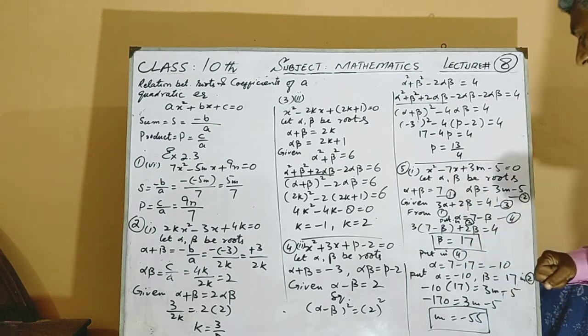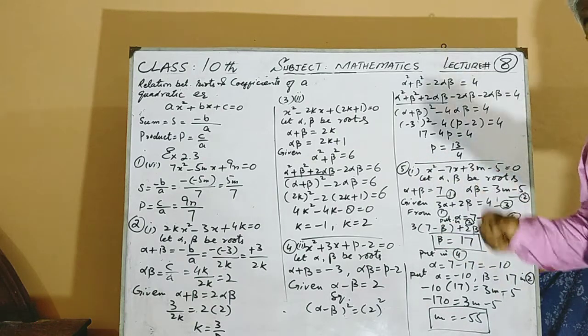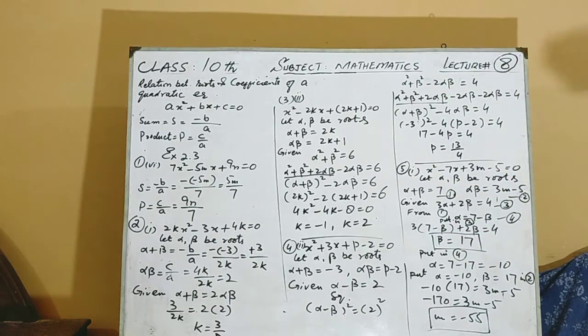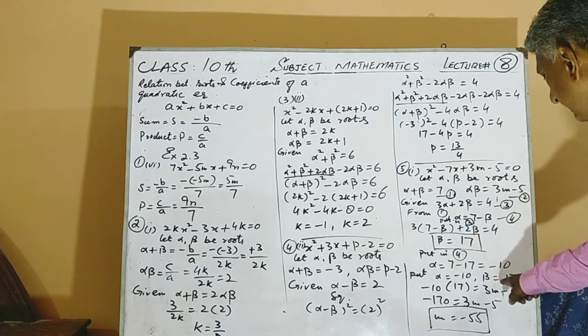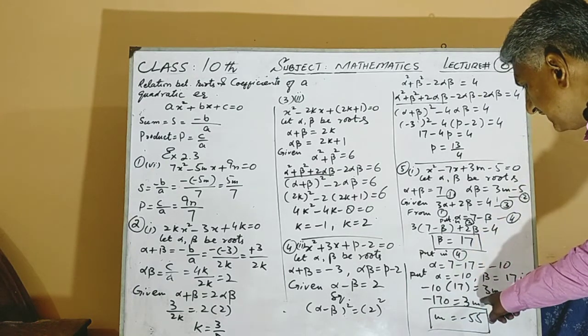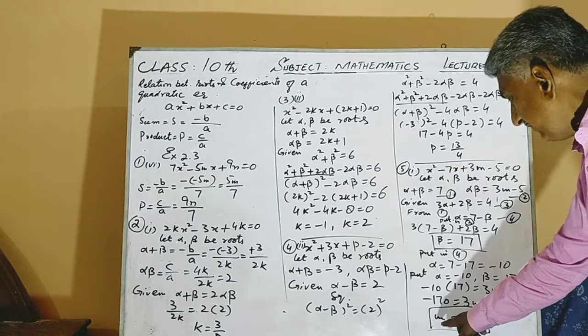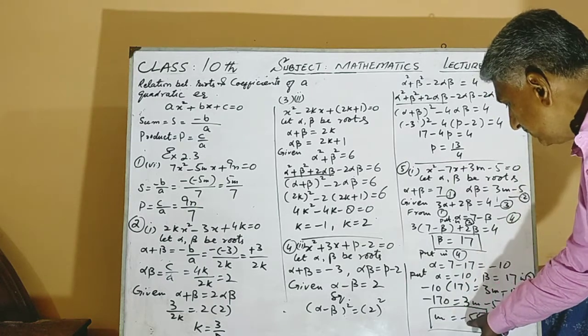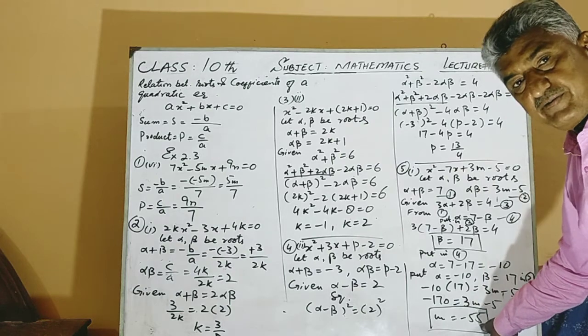Actually in this question we have to find the value of m. After finding alpha and beta, how will we find m? We will put the values of alpha and beta in equation 2, and after simplification we will get the value of m, that is equal to minus 55.